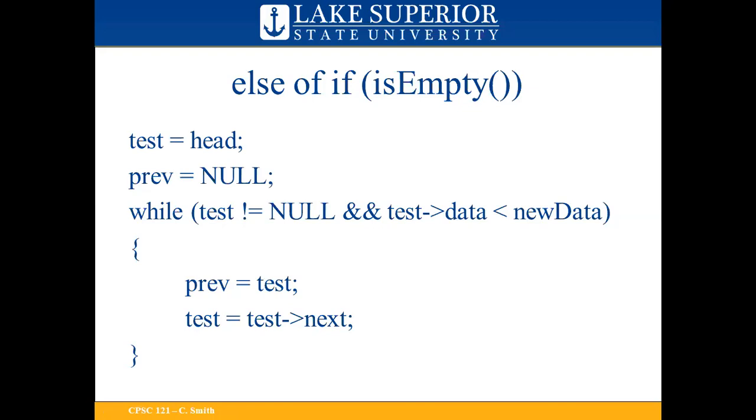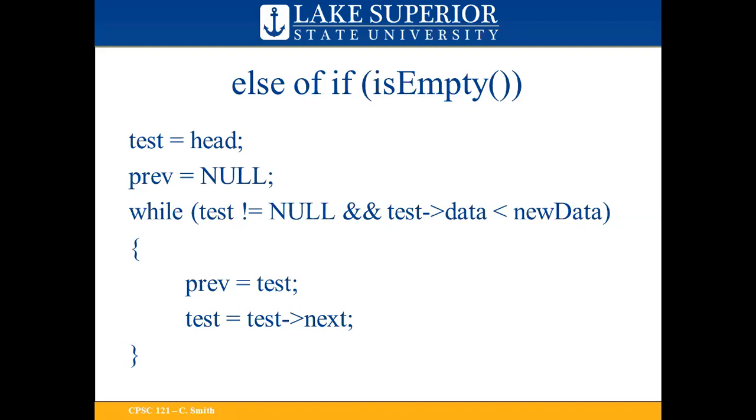That would be insertion before the head. It may have walked all the way to the end and failed on the test not equal to null. And so that's the insertion after the end case. And then we've got the normal case, which means we did walk a little bit of the way through the list, but then eventually that test arrow data less than new data became false and we dropped out.